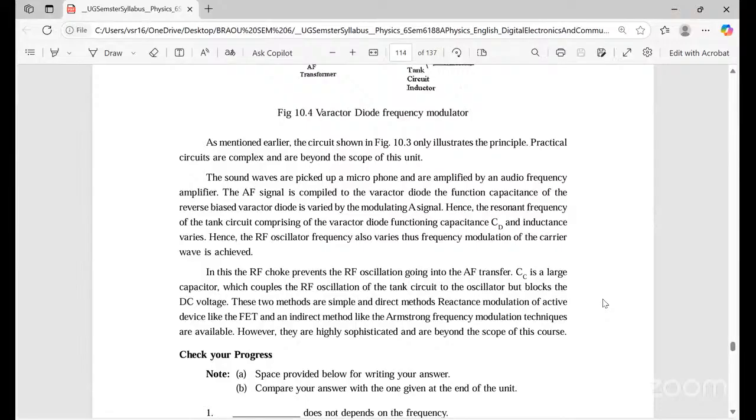So the RF choke prevents the RF oscillation from going into the AF transformer. CC is a large capacitor, which couples the RF oscillation of the tank circuit of the oscillator, but it blocks the DC voltage.